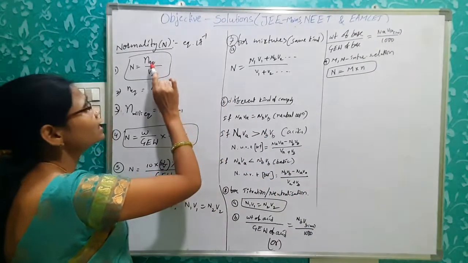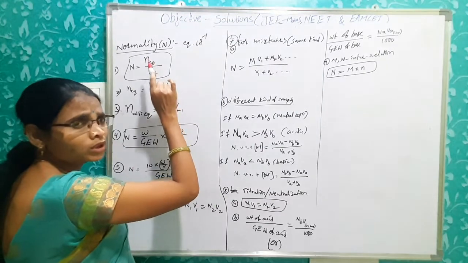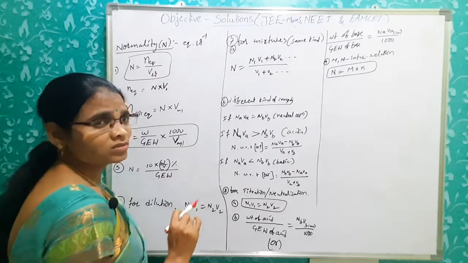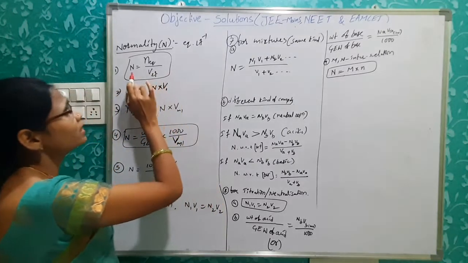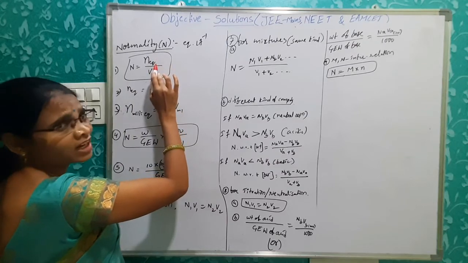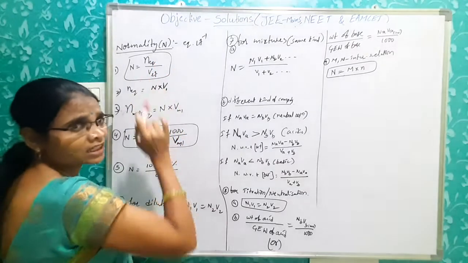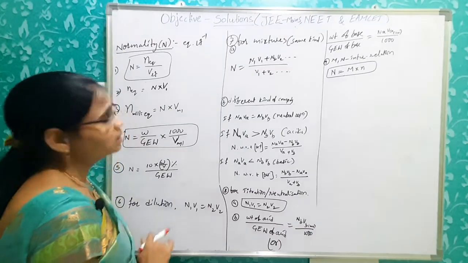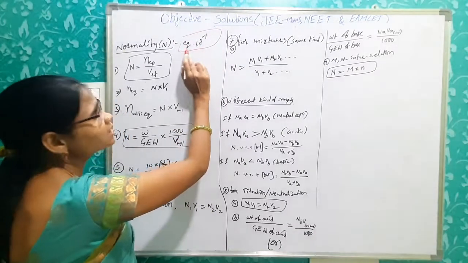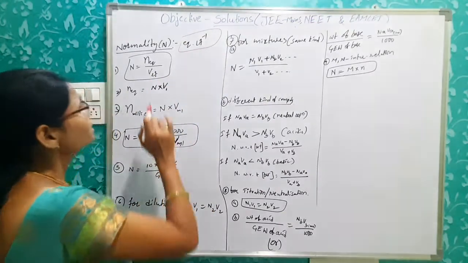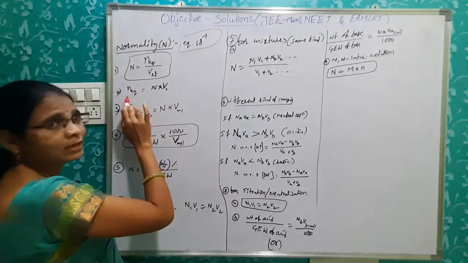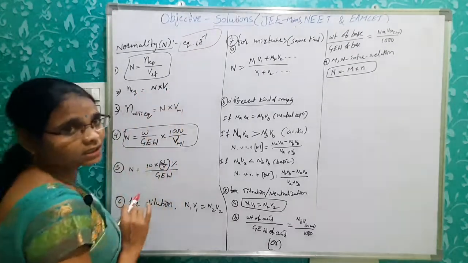The number of gram equivalents of solute in dissolved state present in 1 liter of a solution is known simply as normality, denoted as capital N. Capital N is equal to the number of gram equivalents in 1 liter of a solution. So the units are number of equivalents per liter, or number of milliequivalents in milliliters.